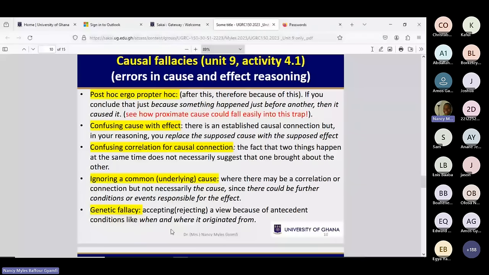So when you ignore something that is common, you are ignoring something else that is a cause, but it is underneath, it underlies it. It doesn't present itself openly. You don't see that as what is bringing about the effect. So if you ignore it, you will think that it is all about the one that you saw as the antecedent condition that is yielding the effect.